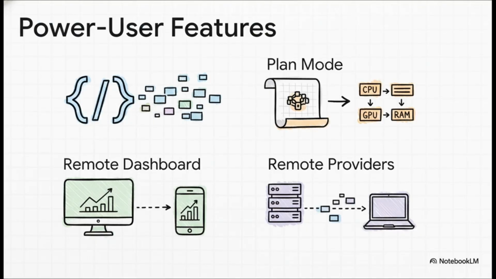And the automation features go even deeper. You can just add a --json flag to any command to get that machine-readable output without even needing the API. There's this brilliant feature called plan mode, which flips the whole script. You tell it the model you want to run, and it tells you the hardware you need to go out and buy. You can also run it as a web dashboard to access from any device, or even point it at remote model providers running on a totally different server. It gives you this awesome centralized control panel.